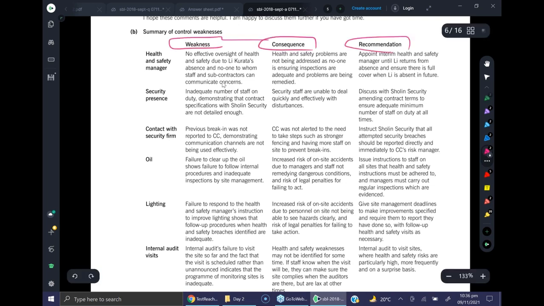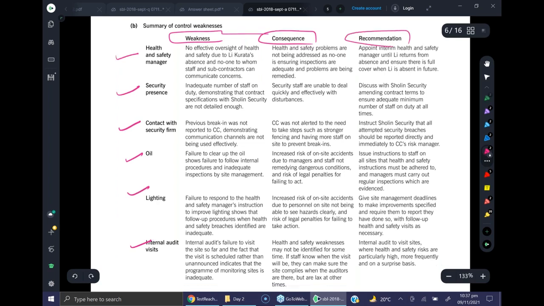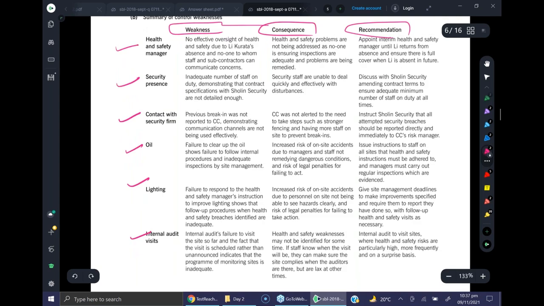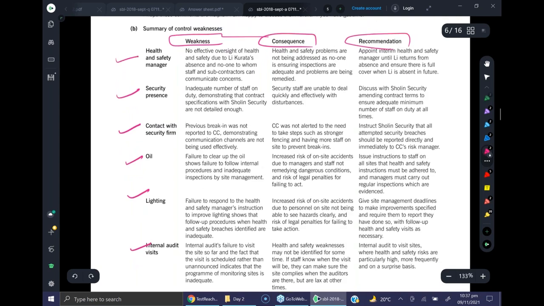And you can see that the examiner has not written long paragraphs. Very quick answers. So health and safety manager being absent, security presence, contact with security firm, lighting, internal audit visits. So all of these problems are discussed here. And there are either 1 or 2 recommendations at maximum given.